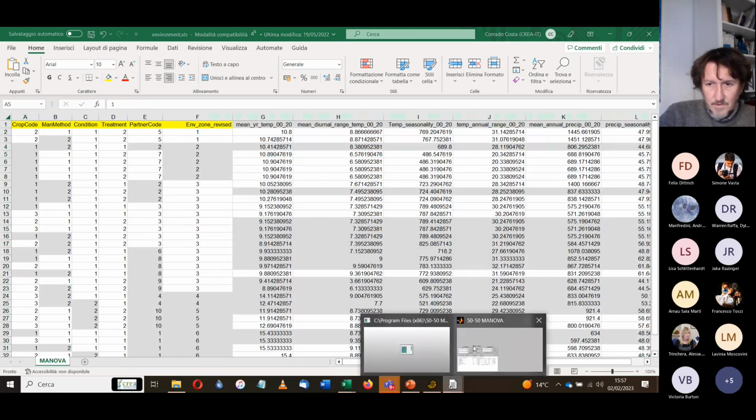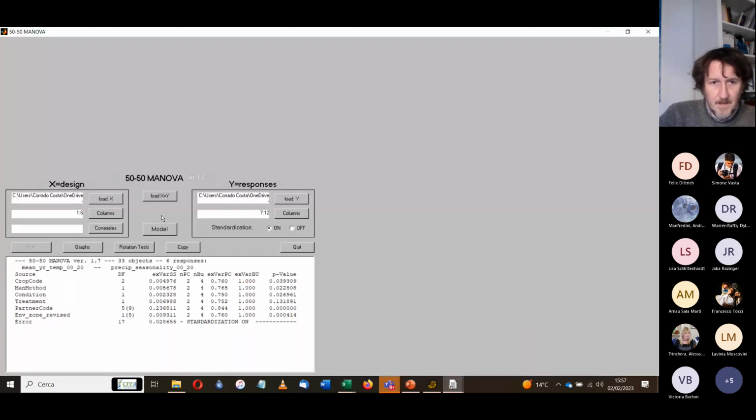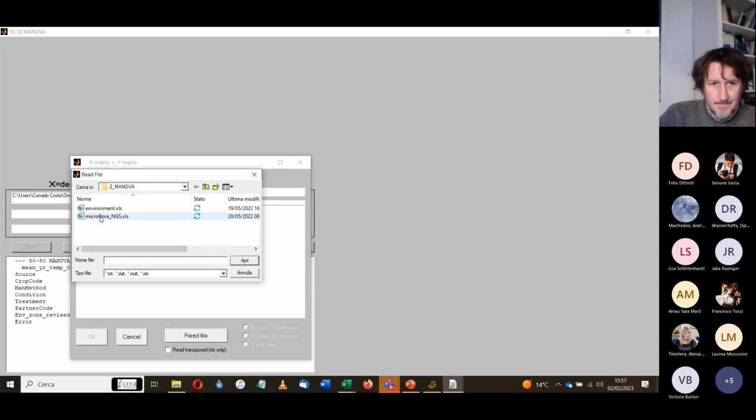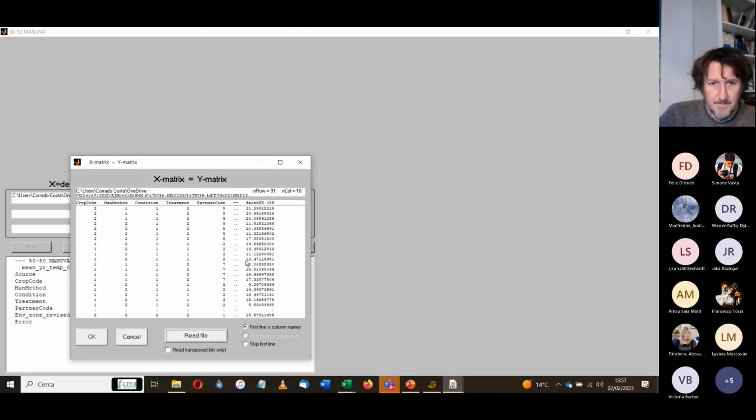So let's go in 50/50 MANOVA, load X and Y, read file, microflora NGS, open. Check, always check if this is right. You have to consider if this is the right number of rows and columns, because sometimes we had other things within the sheet and we have to erase everything. Leave only the sheet with the data.